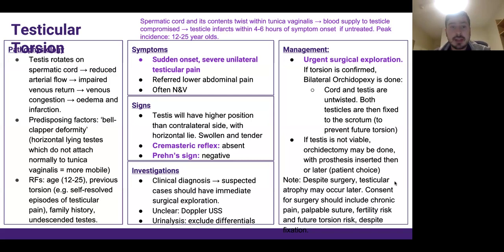So when consenting patients for this surgery, you have to explain to them that there may be chronic pain associated with the surgical procedure. They might be able to feel a suture in their testicles, and there remains a fertility risk, even if you've done it within a relevant window, because there has been a period of time in which the testes has had impaired blood supply.